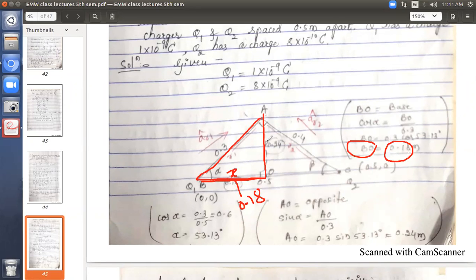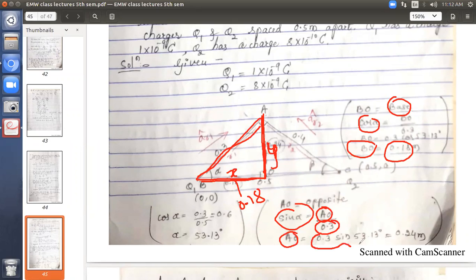Okay, then to get this vertical value y, I will go for sine angle, because cos will give you the base, sine angle will give you the opposite. So how is sine angle formed? Sine is opposite divided by hypotenuse. Opposite we don't know, it is y. So y divided by hypotenuse, which is 0.3. So y is equal to 0.3 into sine of alpha.